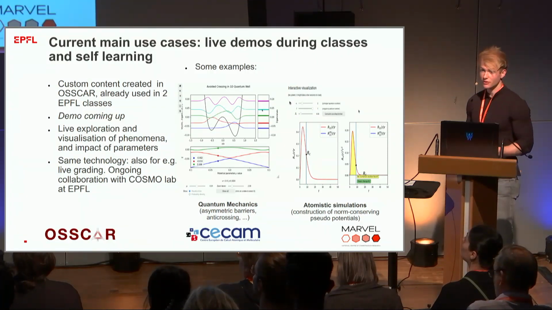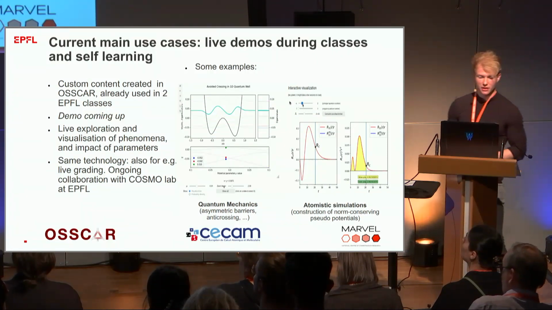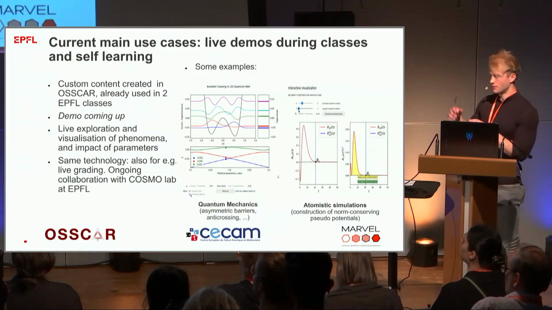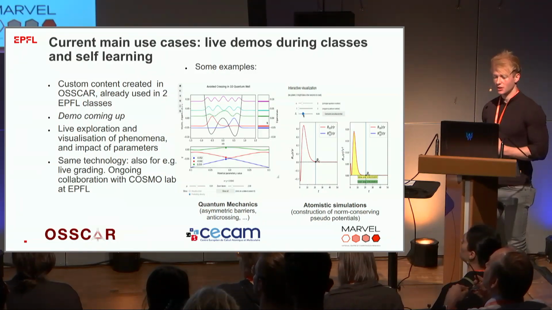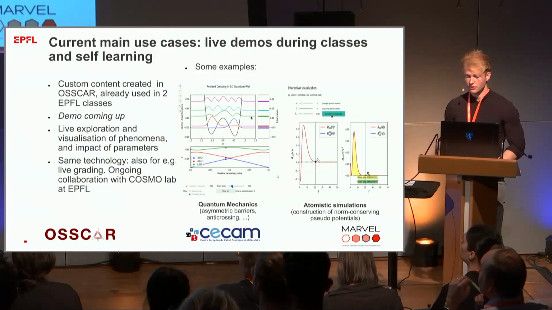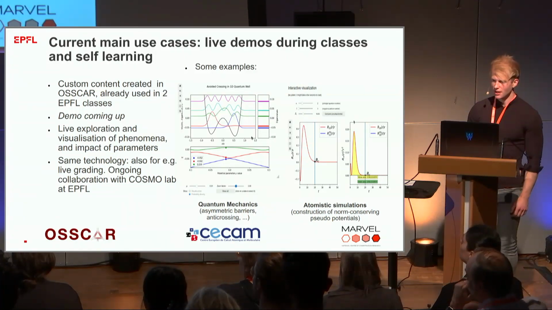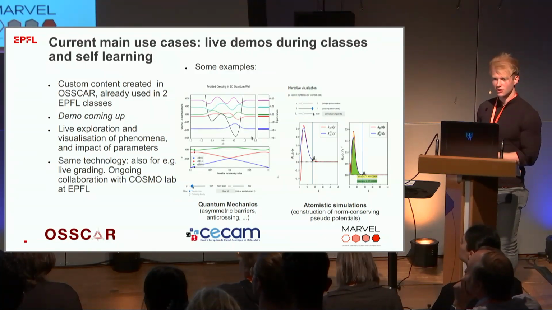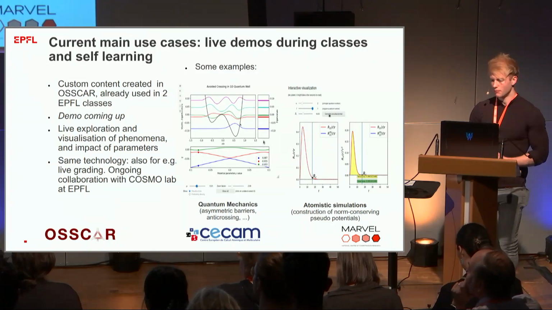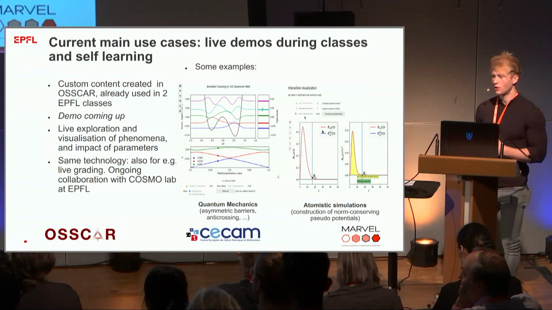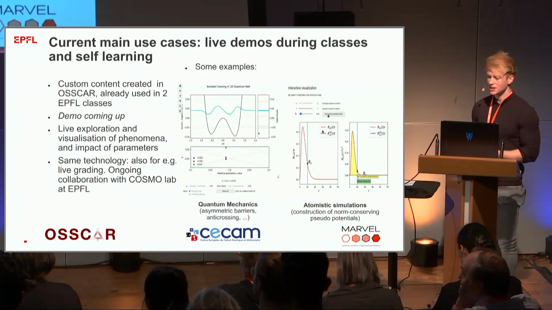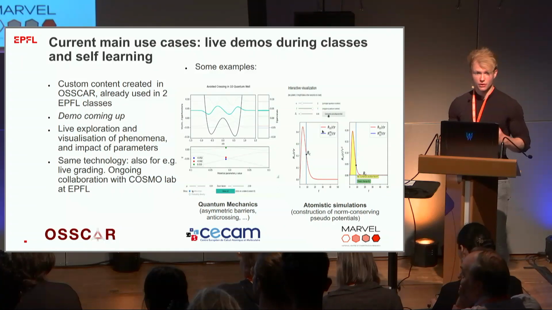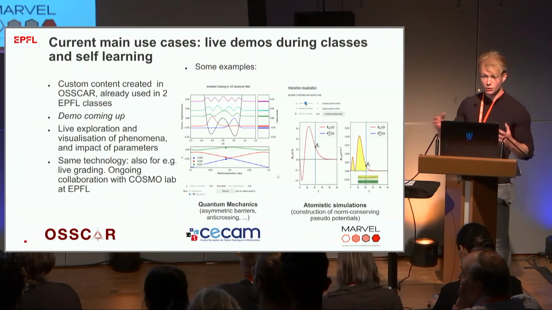All the lessons thus far come from two courses that are taught at EPFL, which target quantum mechanics and atomistic simulation. The first example you can see shows students the phenomenon of the avoided crossing in quantum mechanics. The second example shows the method of constructing norm-conserving pseudopotentials, which is a method routinely employed in materials science.